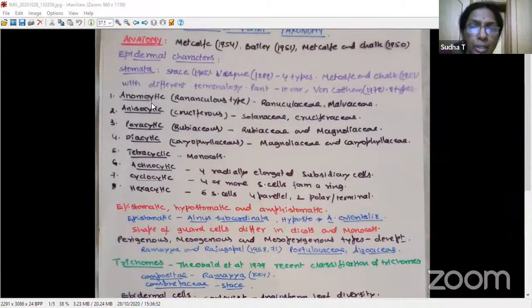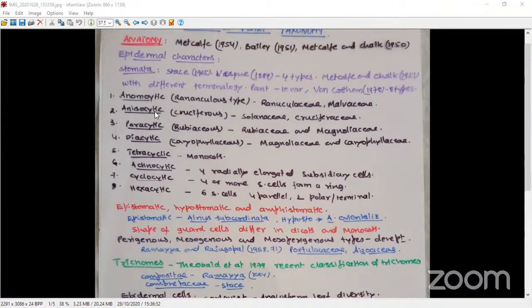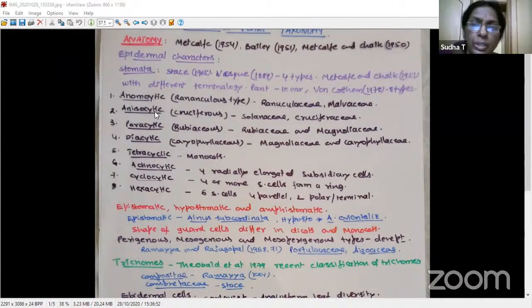So anemocytic means the subsidiary cells around the guard cells are not significant. They are just like any other epidermal cell. That's why they are called anemocytic. They are seen in families like Ranunculaceae and Malvaceae. Then anisocytic means they are not similar. That's the meaning of aniso. Like we use this term in other instances as well, anisogamy, something like that, right?